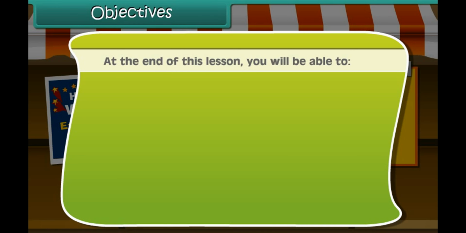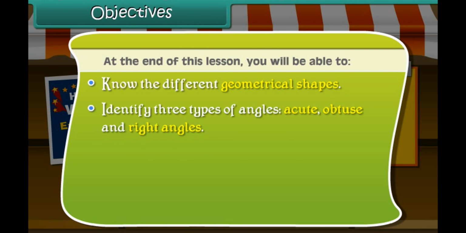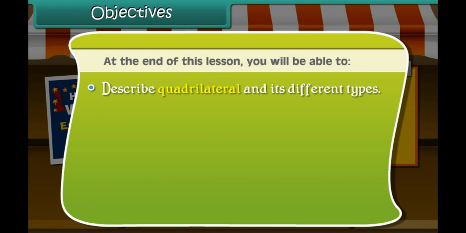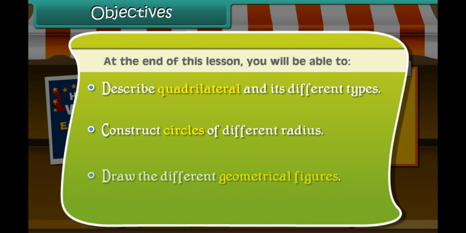At the end of this lesson, you'll be able to know the different geometrical shapes, identify 3 types of angles, acute, obtuse, and right angles, differentiate between open figures and closed figures, explain triangle and its types, describe quadrilateral and its different types, construct circles of different radius, draw the different geometrical figures.